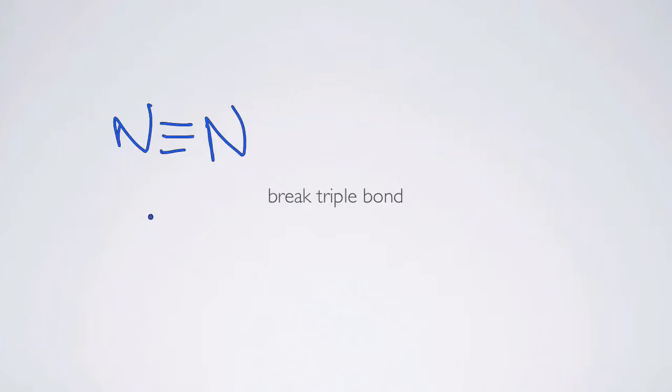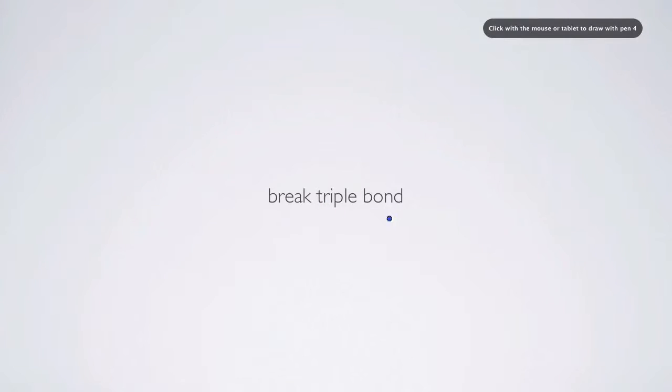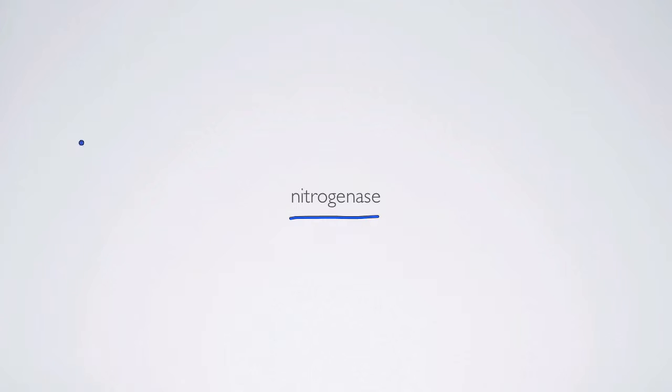And the activation energy, the amount of energy that it takes to break that bond so that hydrogens can get added, is pretty substantial. So the first thing that has to happen is that triple bond has to be broken. That's not easy. In order to facilitate this, microbes use an enzyme called nitrogenase. What nitrogenase does is reduce the activation energy, or the amount of energy required, to break that triple bond.